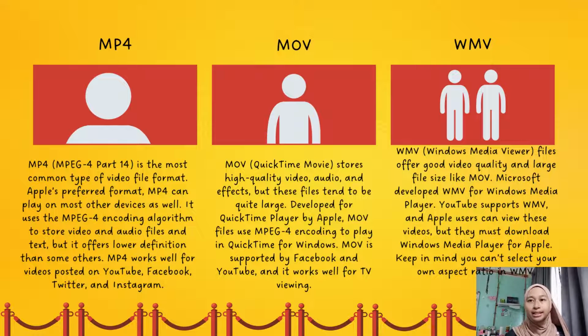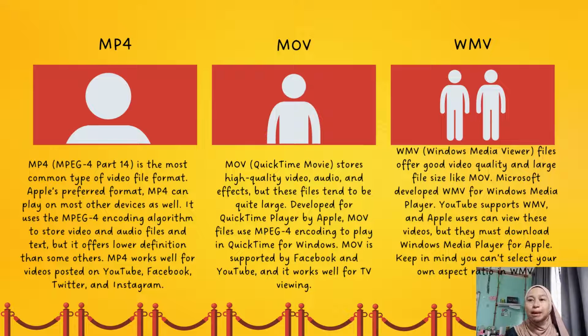So the first one is MP4 or MPEG Part 14, the most common type of video file format. Apple's preferred format, MP4 can play on most other devices as well. It uses the MPEG-4 encoding algorithm to store video and audio files and text, but it offers lower definition than some others. MP4 also works well for videos posted on YouTube, Facebook, Twitter, and also Instagram.